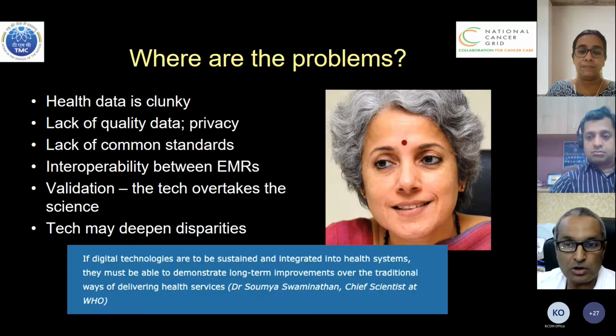And I'm reminded of this quote, which the chief scientist at WHO, Dr. Soumya Swaminathan, made about digital technology.